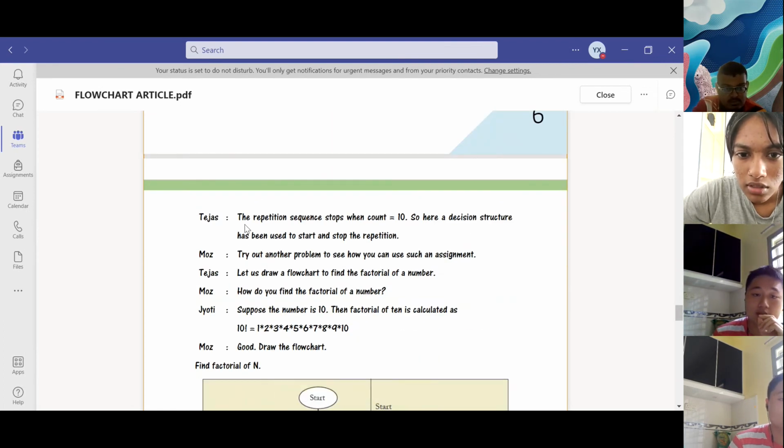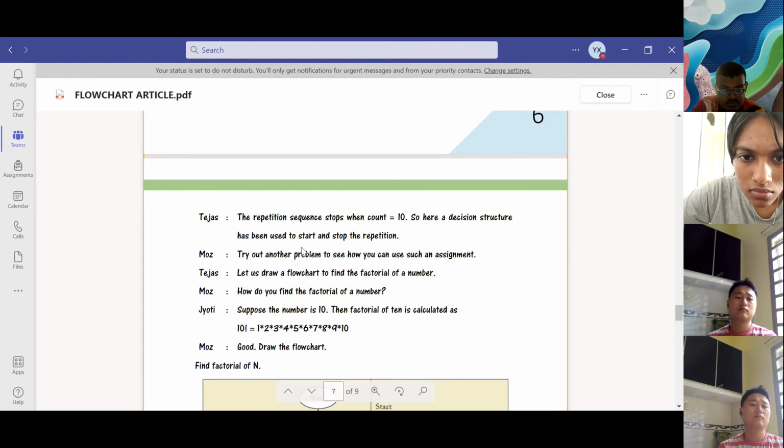The repetition sequence stops when count comes to 10. So here a decision structure has been used to start and stop the repetition. Try out another problem to see how you can use such an assignment. Let us draw a flowchart to find the factorial of a number. How do you find the factorial of a number?